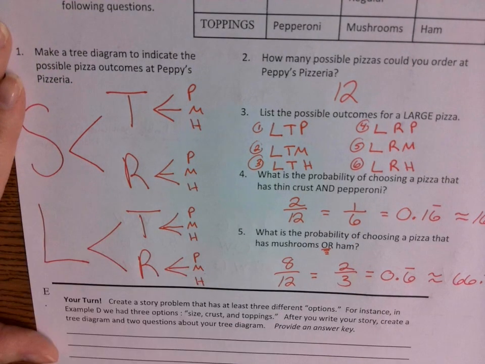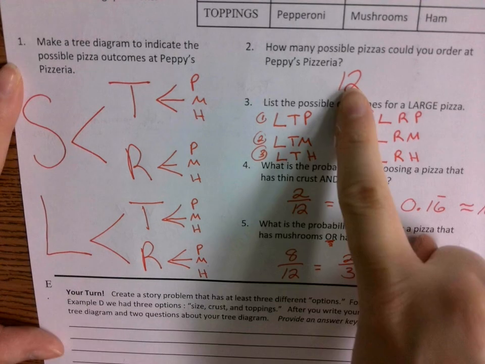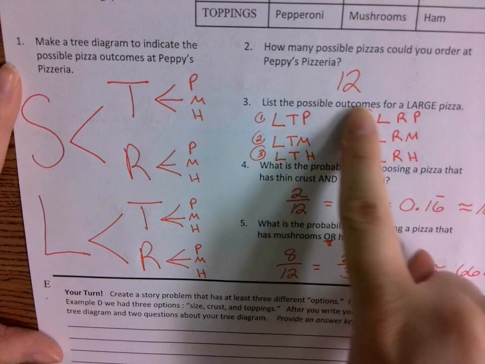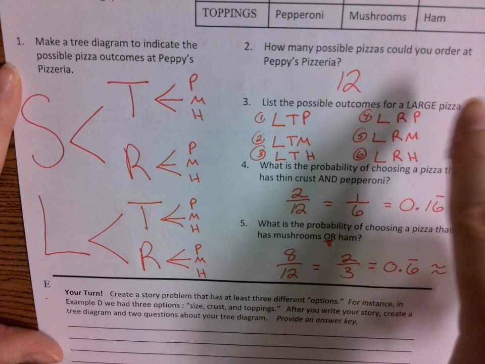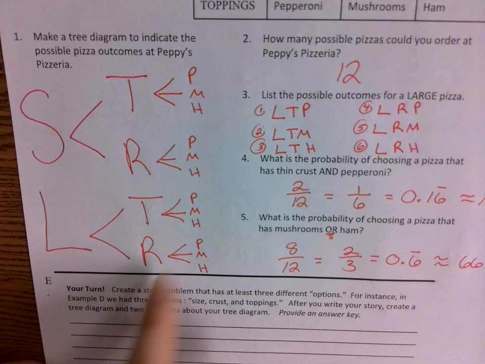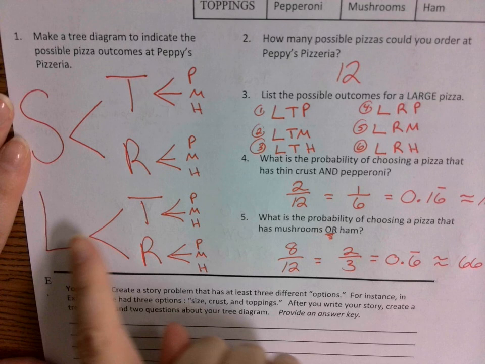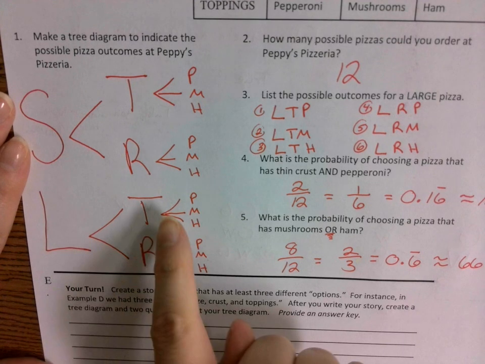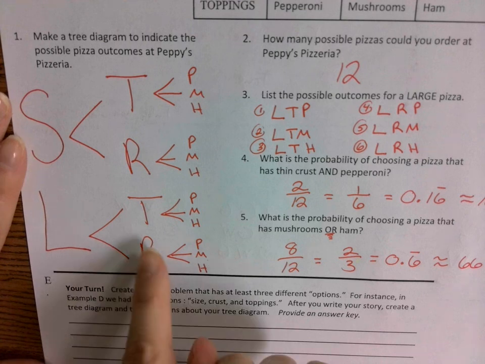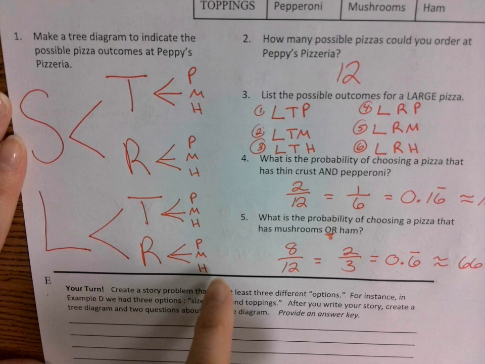It has 12 total possible ways to order a pizza. They said list the possible outcomes for a large pizza only. So we're going to ignore that top half and focus only on the large outcomes that we could have. We could have large thin crust with pepperoni, large thin crust with mushrooms, large thin crust with ham. We could have a large regular with pepperoni, large regular with mushrooms, and large regular with ham. So there's 6 total ways that we could order a large pizza.